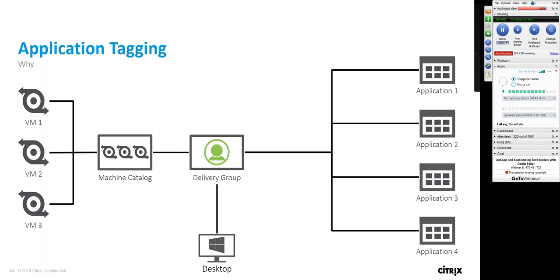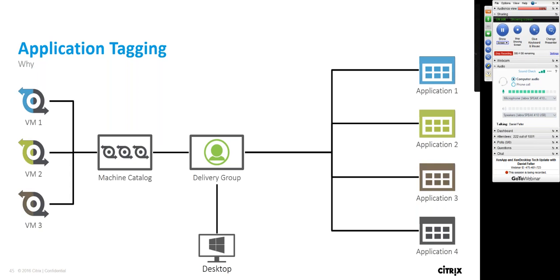Look at the overall architecture, or how the FMA fits together. You have VMs created. They're grouped in a machine catalog. And then delivery groups are assigned to machine catalogs. Inside the delivery groups, you assign published desktops and published applications.